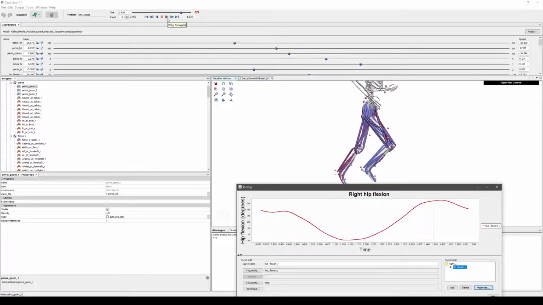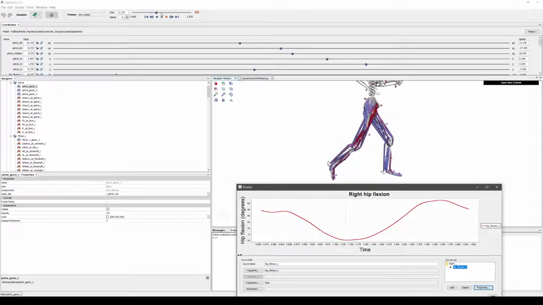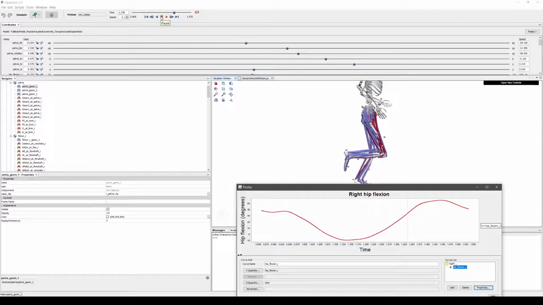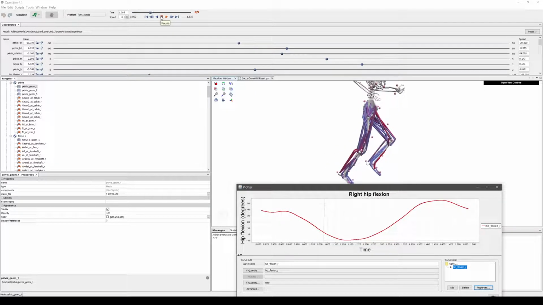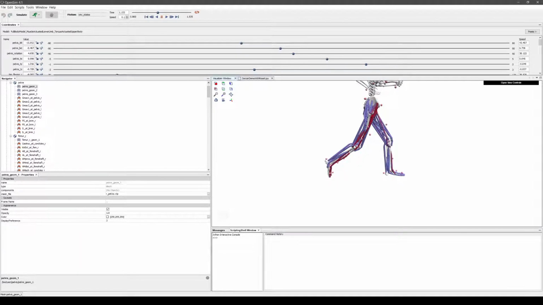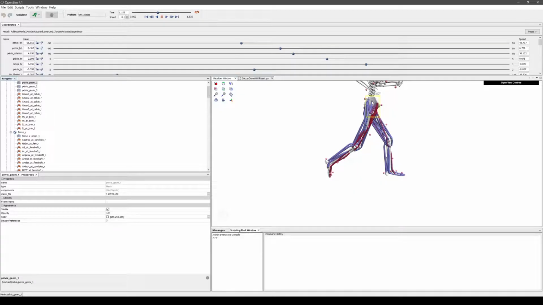I'm going to do the same thing, and this time I'm going to pause when the hip is in extension. So we'll wait for the gait cycle to finish again. We're in flexion right now, and moving back into extension. So right now, notice the hip is in a highly extended state. We're at about negative 10 degrees, which means hip extension. So the angle between this segment and the pelvis is a negative number.